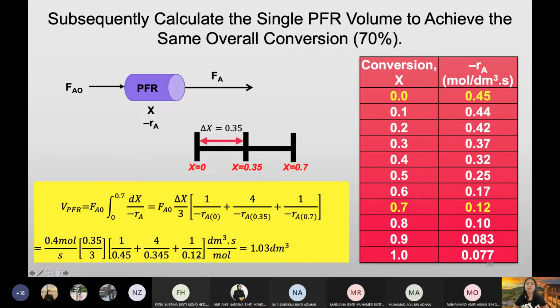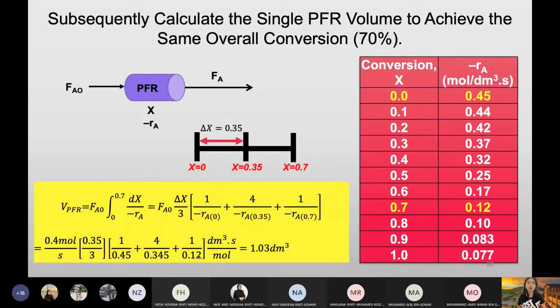Okay, so I will raise again the same question as with the CSTR earlier. Earlier with the CSTR we realized that to achieve the same conversion, you can use two smaller CSTRs in series, and these two total volumes are smaller than using one single CSTR.